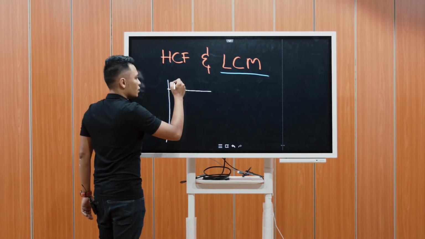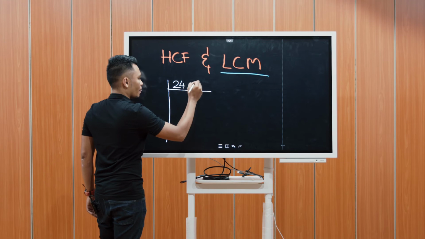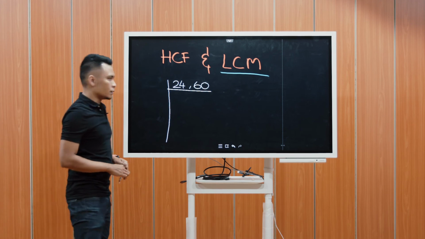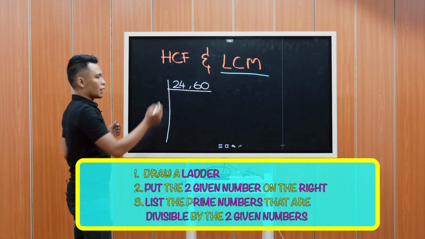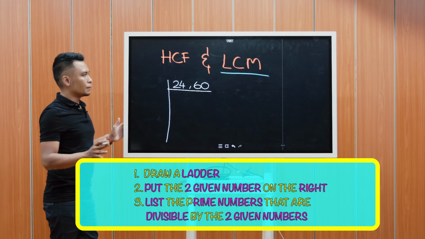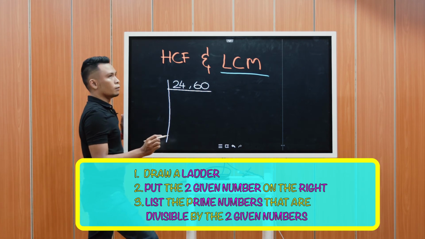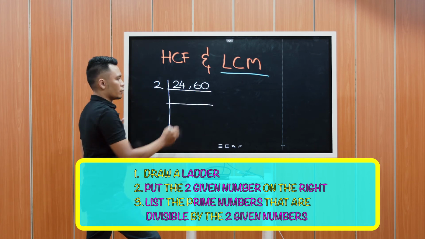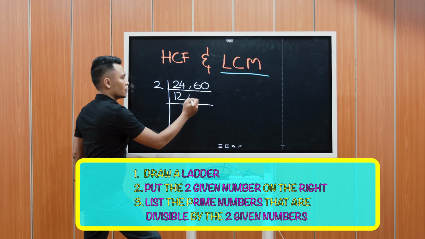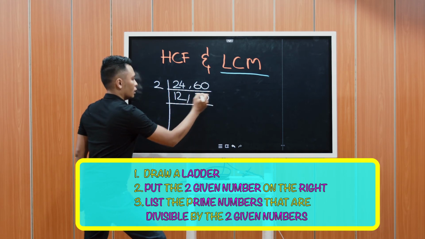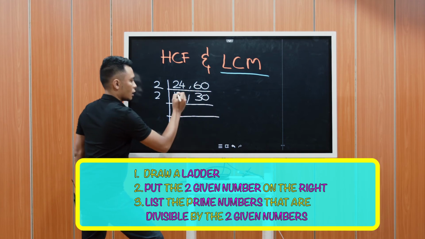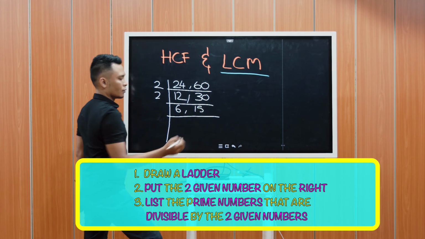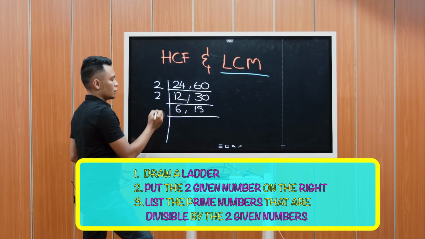How about I put it as 24 and 60? What is the lowest common multiple of 24 and 60? First thing I do is very simple. I will divide it all again by the prime numbers, but there is one difference in what I'm going to do at the end. Look, divide by 2, I will get 12. Divide by 2 again, I will get 30. Divide by 2 again, I will get 6. 30 divided by 2, I will get 15. So far, everybody follow?